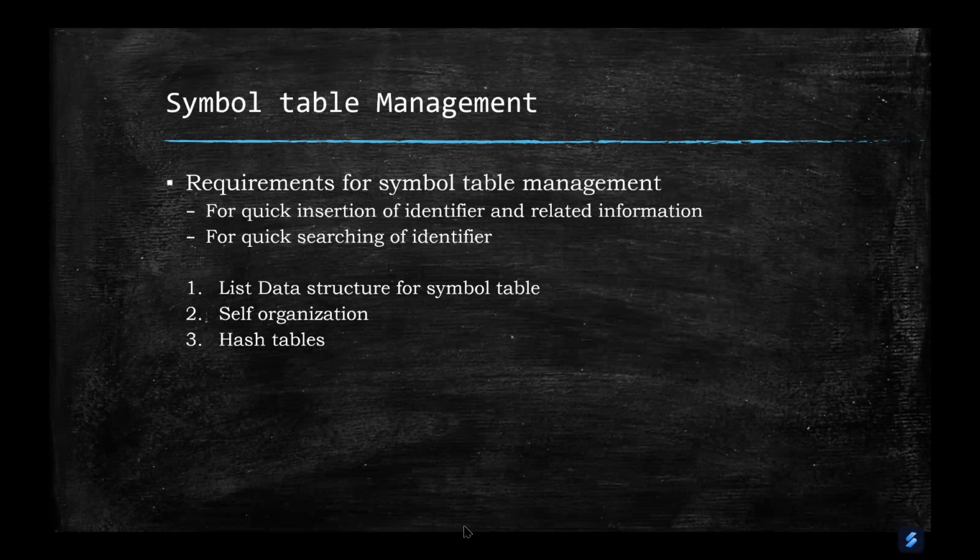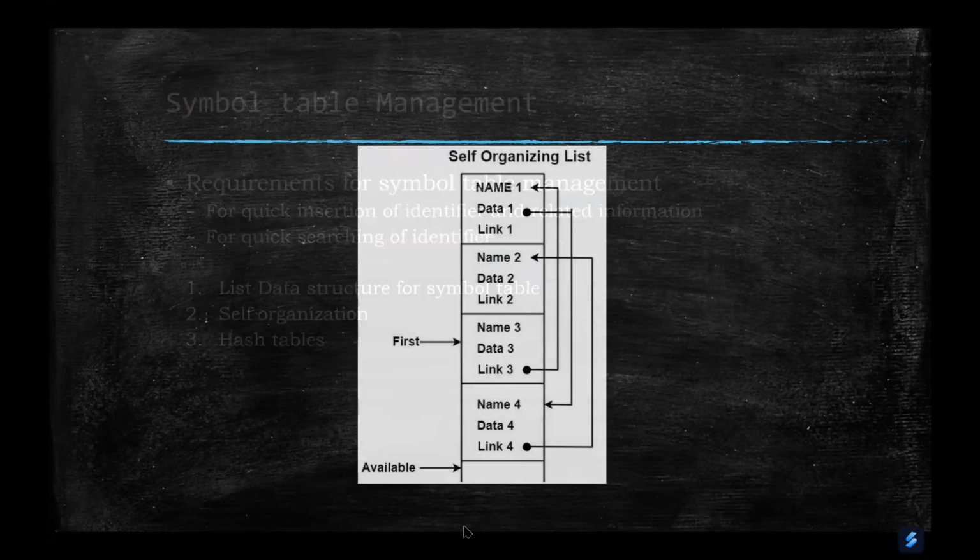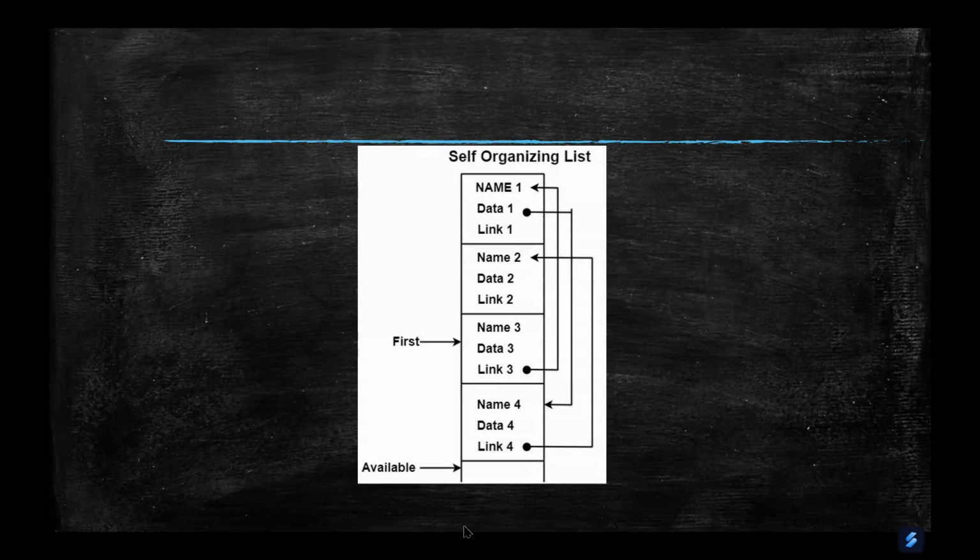Following are the commonly used data structures for symbol table construction. The first one is the list data structure for the symbol table. Second is self organizing list. Fourth one is hash tables. Now coming to the first, the list data structure for the symbol table. In this, the linear list is the simplest kind of mechanism to implement the symbol table.